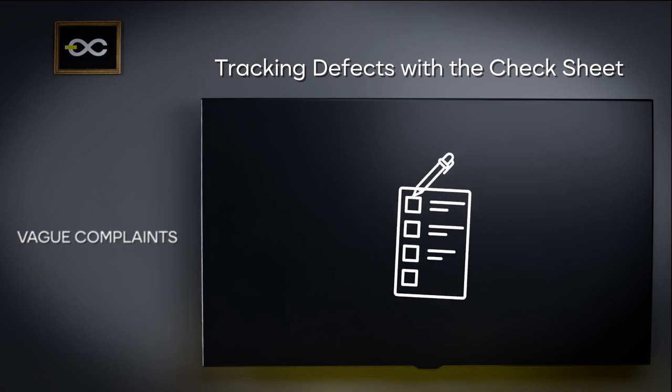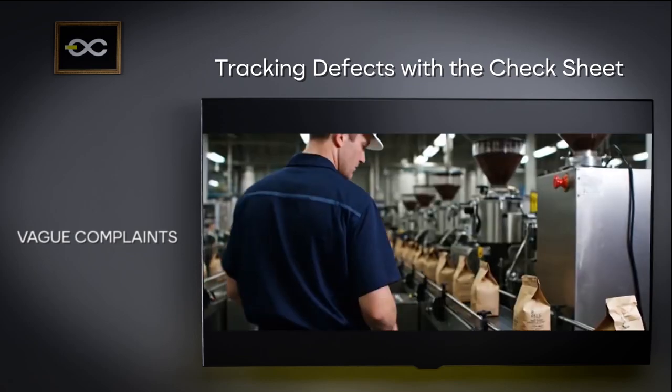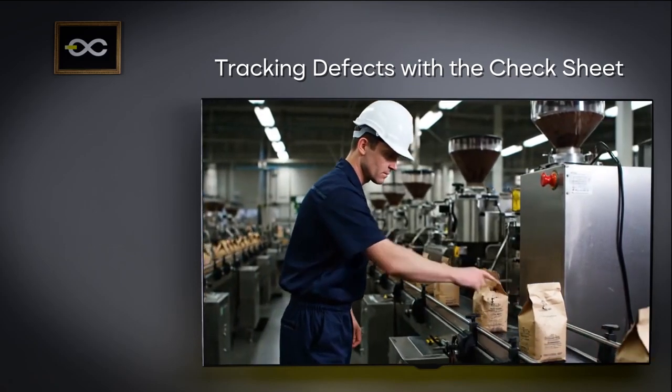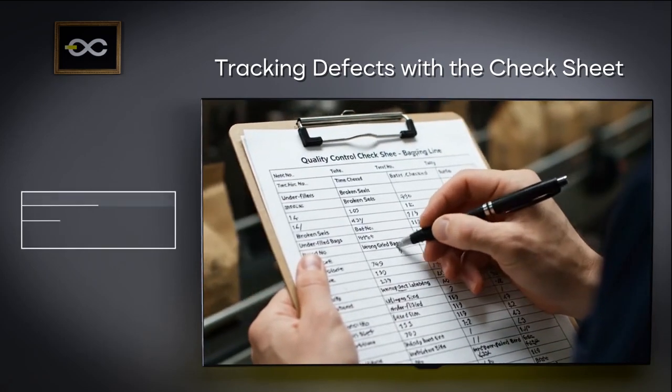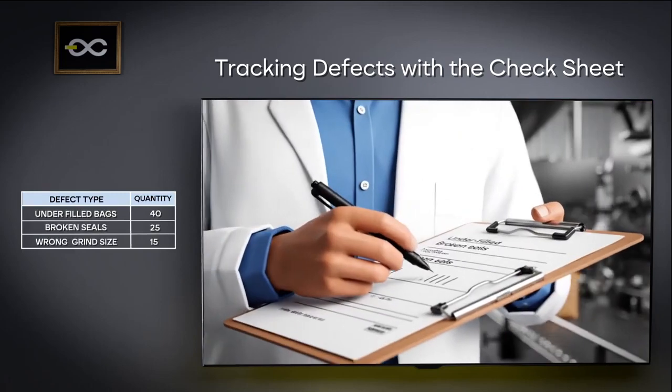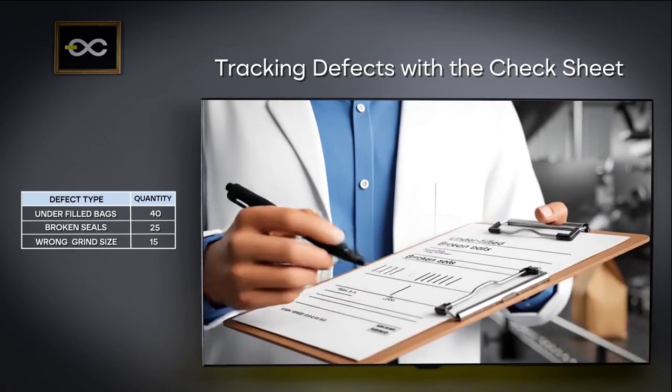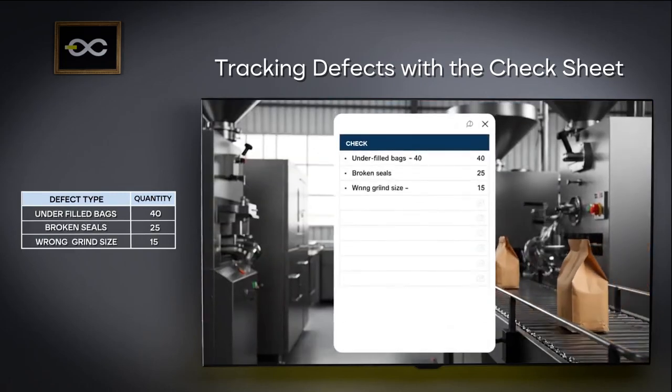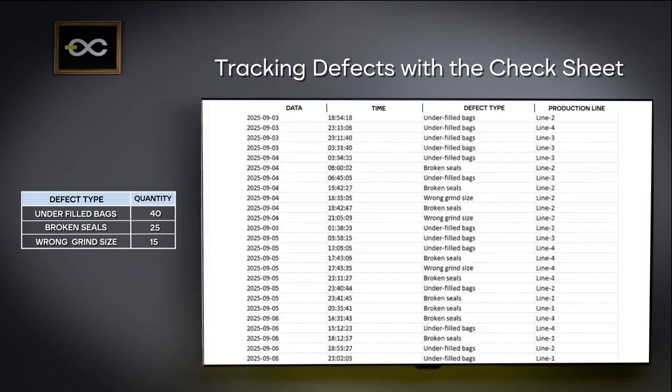Let's say that we want to track the defects for the last week, so the factory supervisor tallies every defect found. Here they are. We have 40 underfilled bags, 25 broken seals, and 15 wrong grind size. Then we take this information and fill it in a simple check sheet that looks like this. Now the issues are no longer random anecdotes.